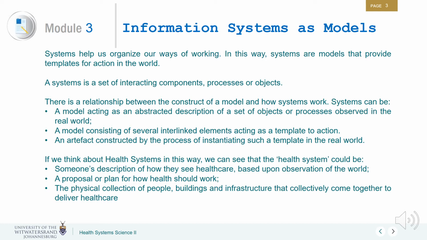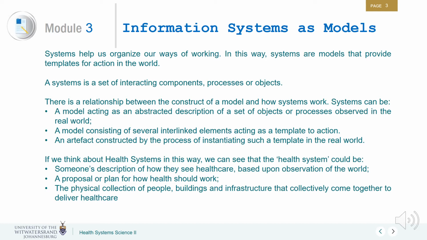So systems can be thought of in 3 different ways in relation to models. So the model could be acting as an abstracted description of a set of objects or processes observed in the real world. So if we think of the health system, someone's description of how they see the health system is based upon their observation of the world.